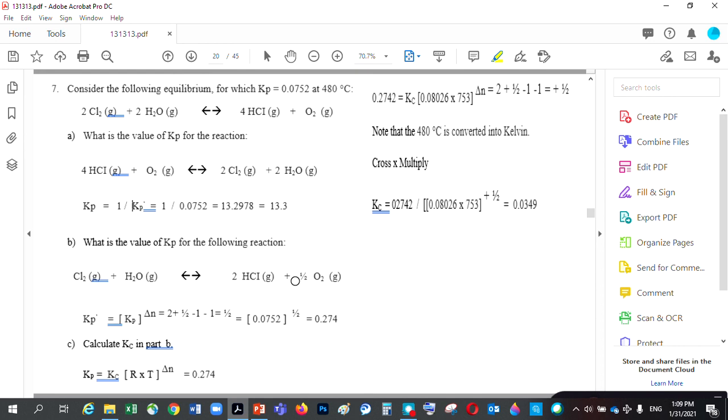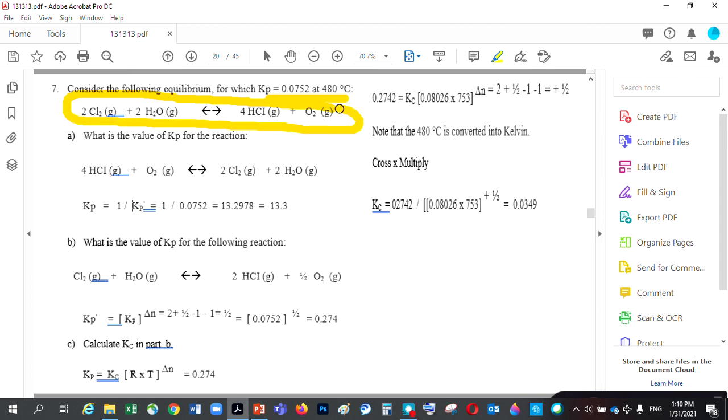Now let's look at another example here, and it has parts A, B, C, the same thing. This is now where we have the Kp at 480, correct? And we have chlorine gas with H2O giving us hydrochloric acid plus oxygen gas. The question is, what is the value of Kp for this reaction? Okay, now look at this. Watch out very carefully here.